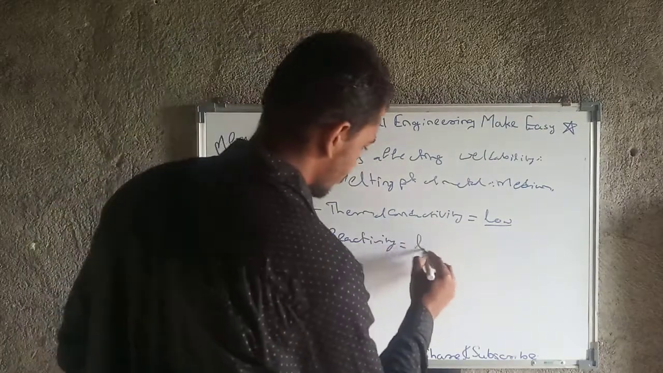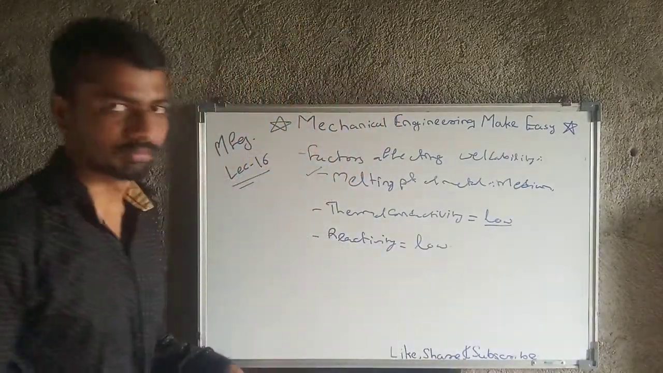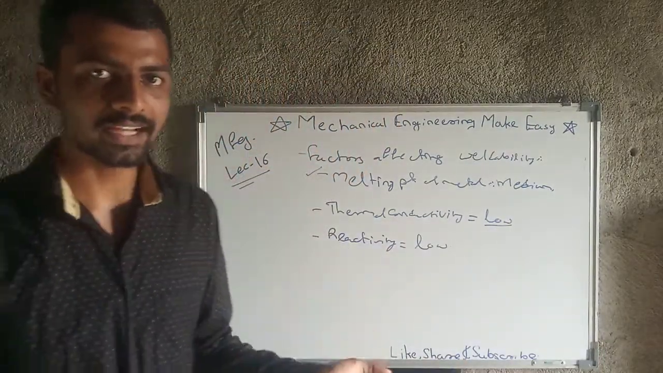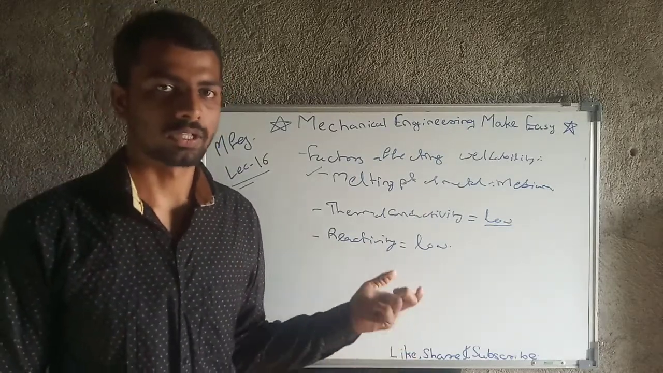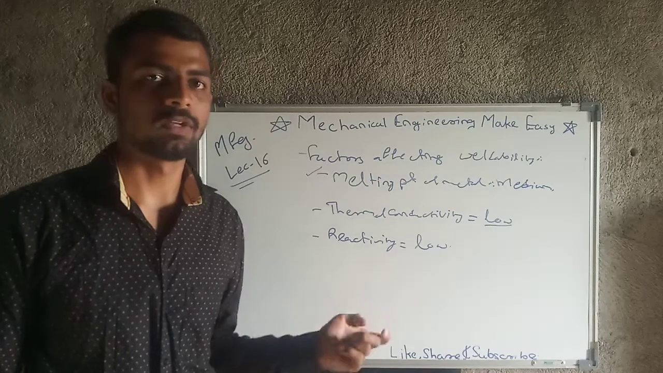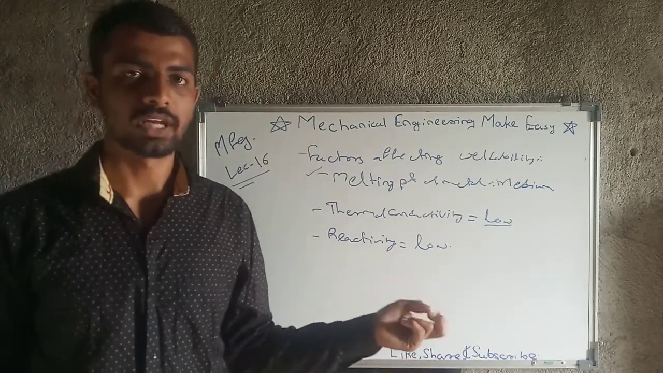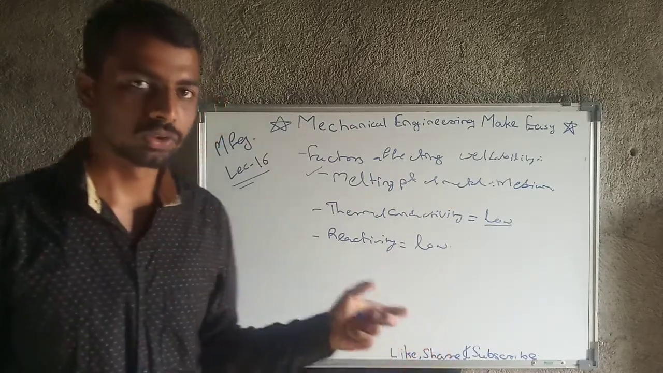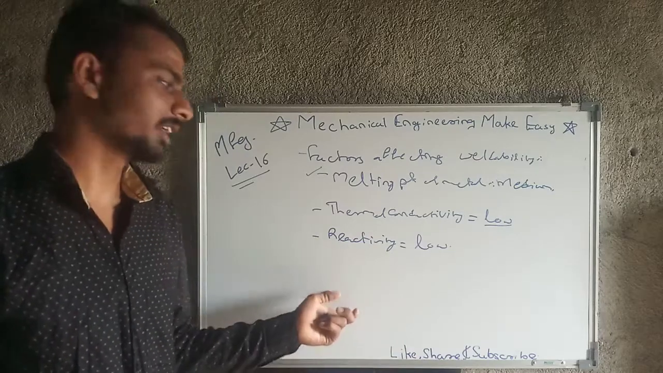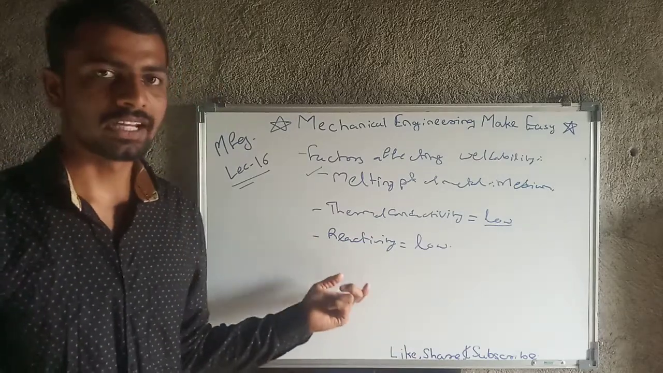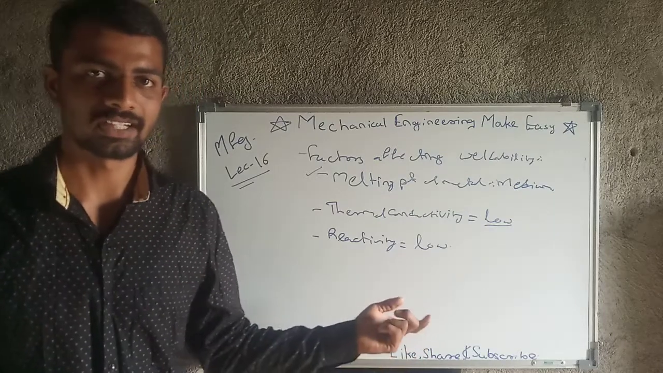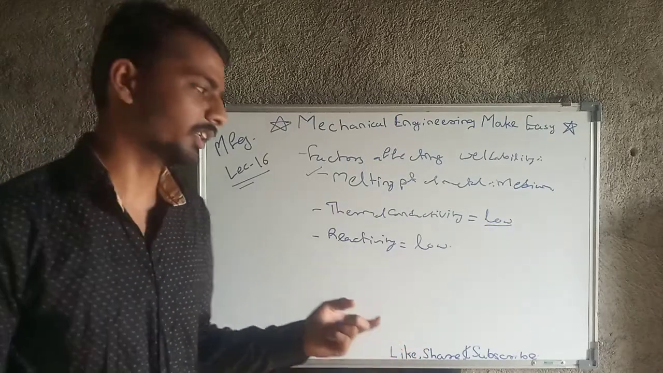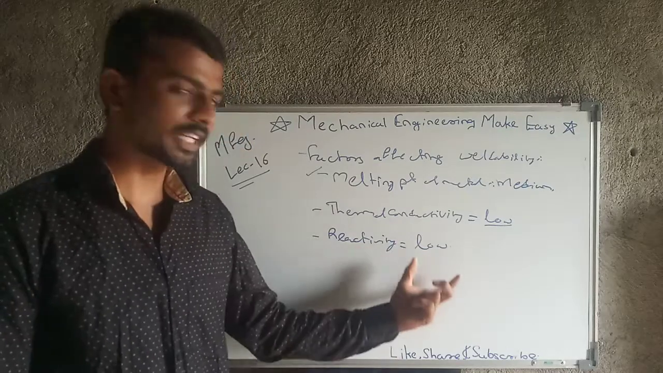And that reactivity also should be low. If any material is too reactive, then what will happen? We are using a number of types of gases here, like shielding gas, then flux, and in some we are using argon gas, etc. If that material is reactive, then ultimately weld porosity-like problems will happen and the strength of the joint will decrease. So that's why the reactivity of material should be low.